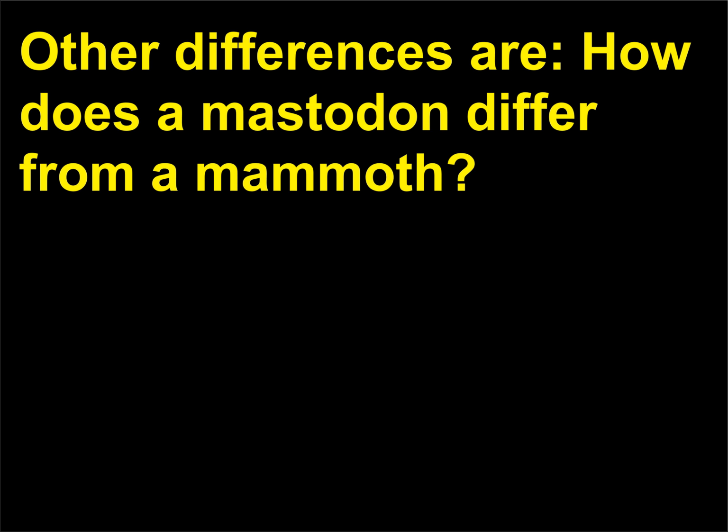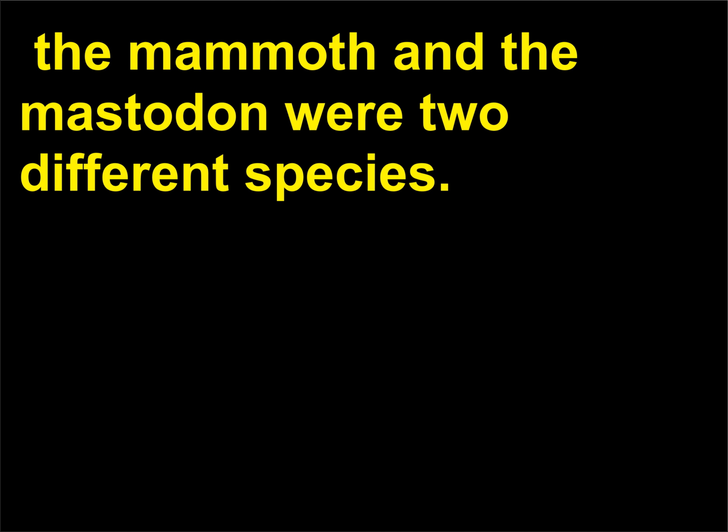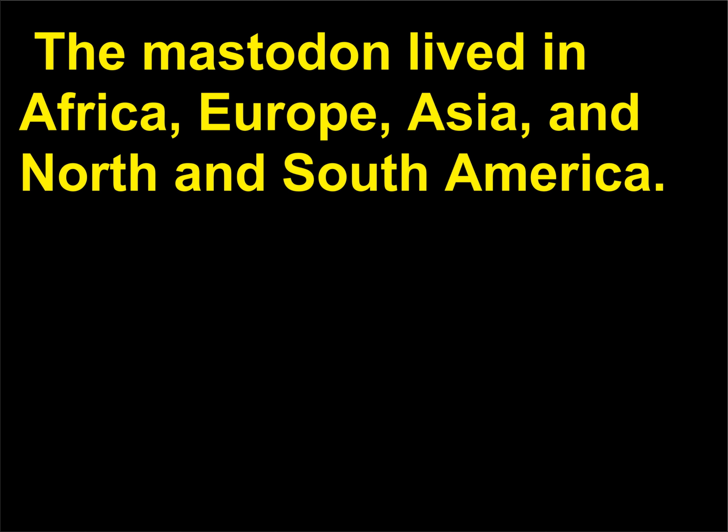How does a mastodon differ from a mammoth? Although the words are sometimes used interchangeably, the mammoth and the mastodon were two different species. The mastodon seems to have appeared first, and a side branch may have led to the mammoth. The mastodon lived in Africa, Europe, Asia, and North and South America.